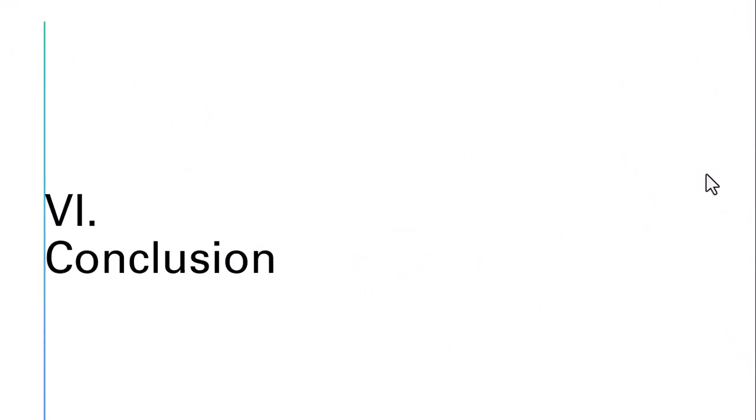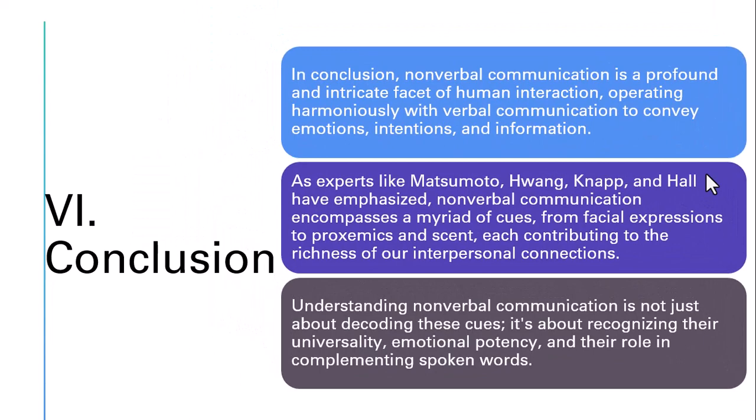Conclusion. In conclusion, nonverbal communication is a profound and intricate facet of human interaction, operating harmoniously with verbal communication to convey emotions, intentions, and information. As experts like Matsumoto, Wang, Knapp, and Hall have emphasized, nonverbal communication encompasses a myriad of cues, from facial expressions to proxemics and scent, each contributing to the richness of our interpersonal connections.